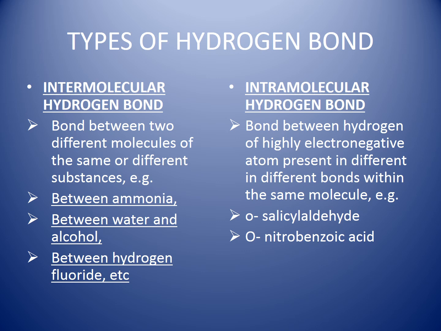In case of intramolecular hydrogen bond, bond between hydrogen of highly electronegative atom present in different bonds within the same molecule. For example, orthosalicylic aldehyde, orthonitrobenzoic acid, and DNA.